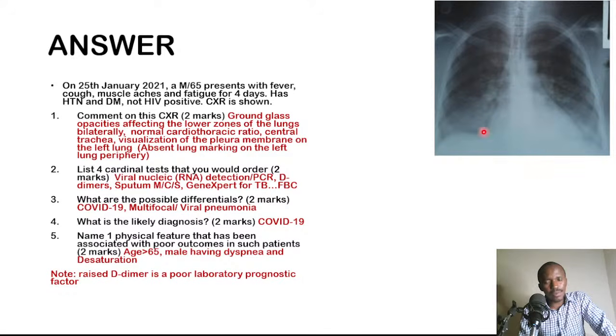Then the possible diagnosis, of course, could be your COVID-19. COVID-19 will give you a characteristic X-ray like this one. Or it will be your multifocal or your viral type of pneumonias. Then, of course, age above 65 is one poor prognostic factor. If they are desaturating, it's a poor prognostic factor. If they have dyspnea, it's a poor prognostic factor. Now with the labs, if you get high D-dimers and a high ESR, that's usually also a poor prognostic lab factor.